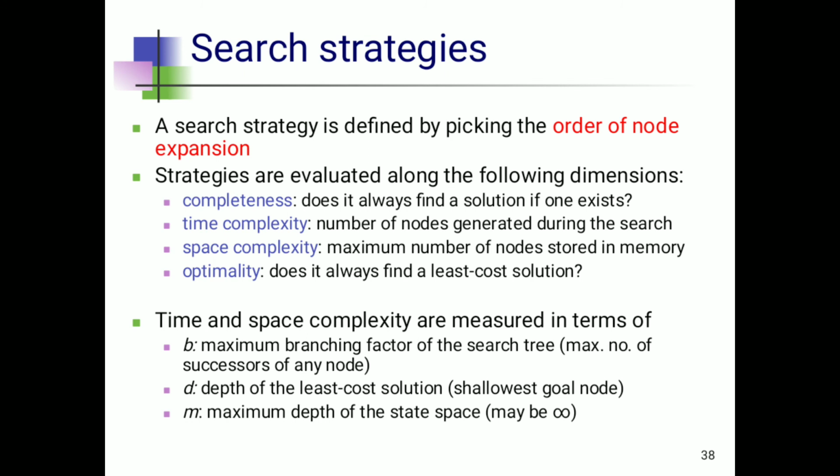Now what is the meaning of completeness? Does it always find a solution if one exists? So if we are solving a particular problem, we have to check whether, if I apply this search strategy, it always finds a solution if the problem solution actually exists. If it satisfies this criterion, then we can say that that particular search strategy is complete.